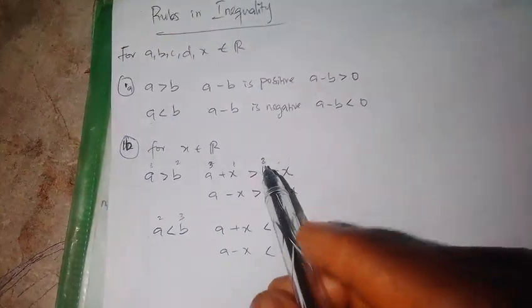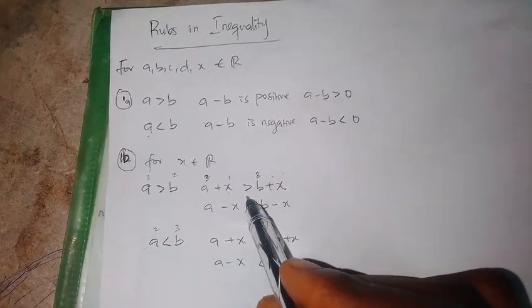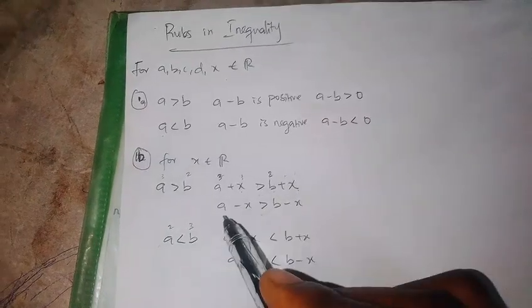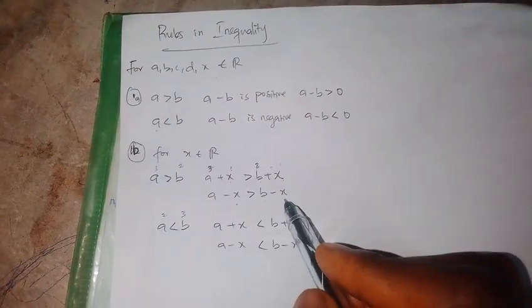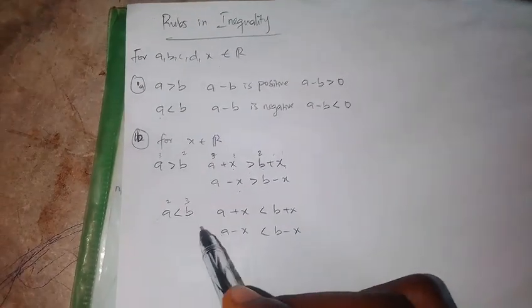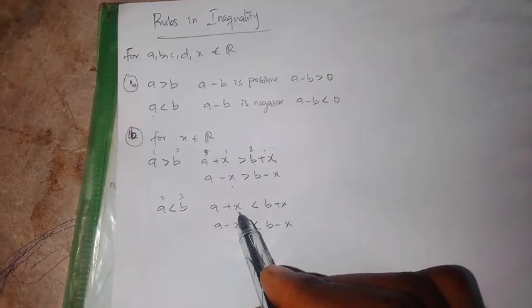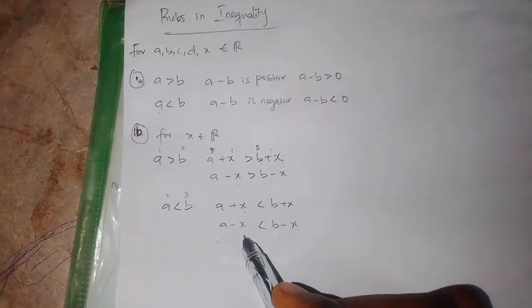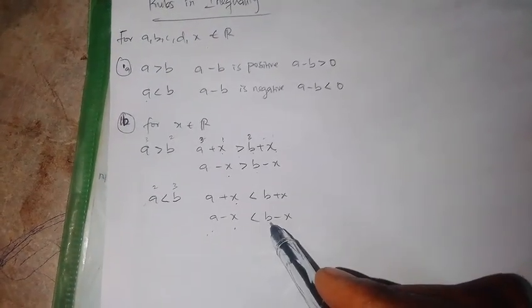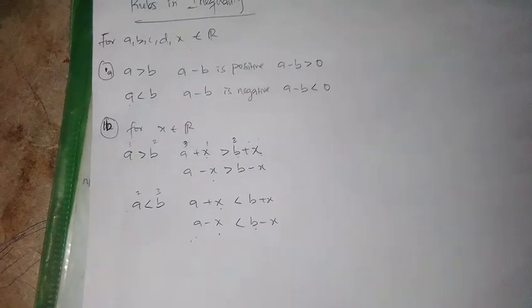So it means 3 plus 1 must give us 4, and it must be greater than 2 plus 1, which is 3. 3 minus 1 will give us 2, which must be greater than 2 minus 1, which is 1. For this case also, 2 plus 1, 3, is less than 3 plus 1, which is 4. 2 minus 1 is 1, which is less than 3 minus 1, which is 2. Now, that is relatively the proof.